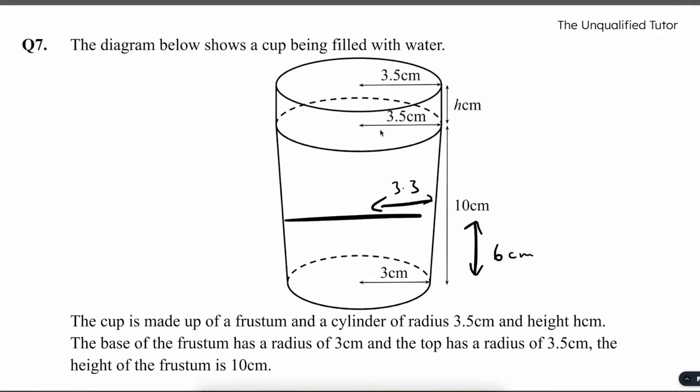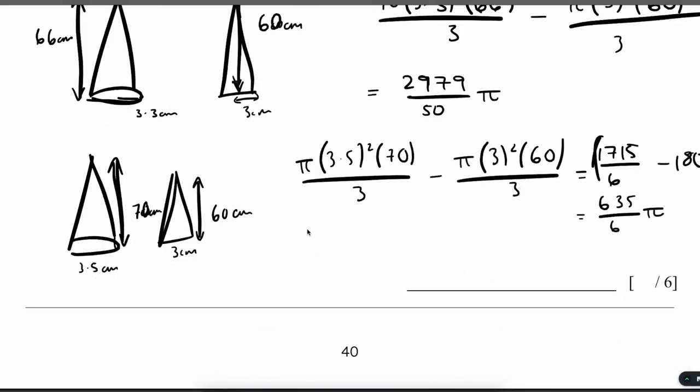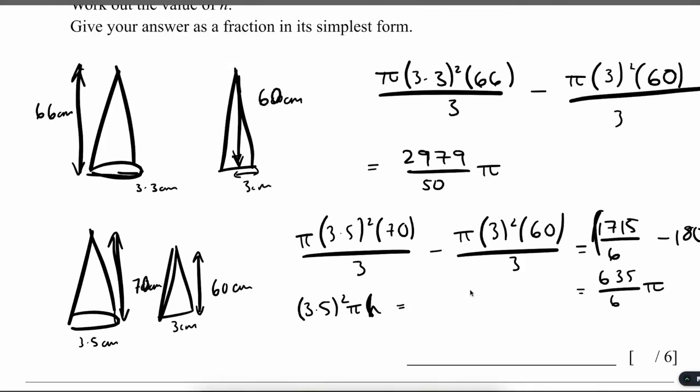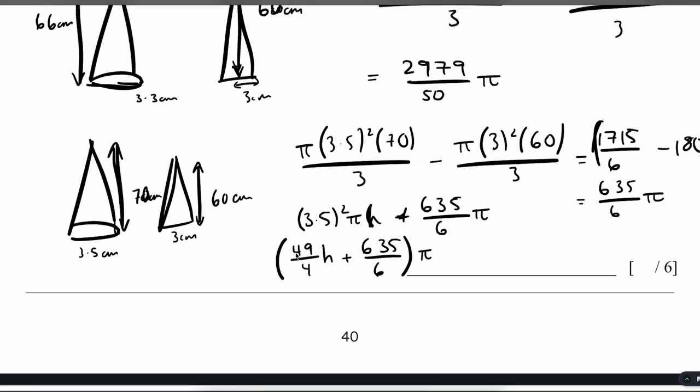Now we need to add on the volume of the cylinder, which has radius 3.5, so pi r squared h, which is 3.5 squared pi times the height, which is h. So plus 635 over 6 pi. 3.5 squared is 49 over 4, so that's going to equal 49 over 4 h plus 635 over 6, all lots of pi. Now I'm going to have to use some extra space on the bottom here. That is the volume of the full cup.